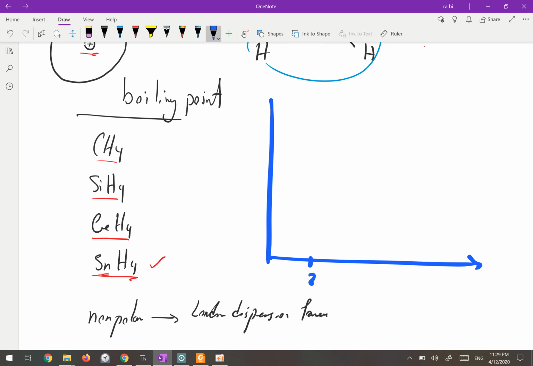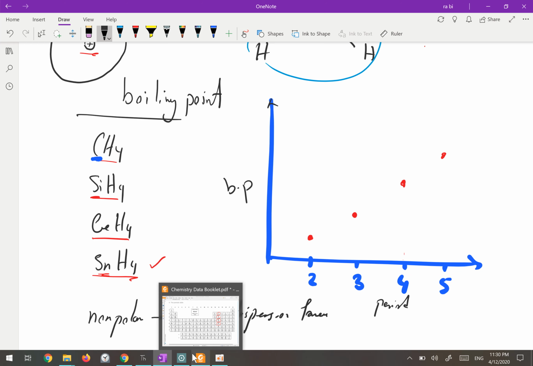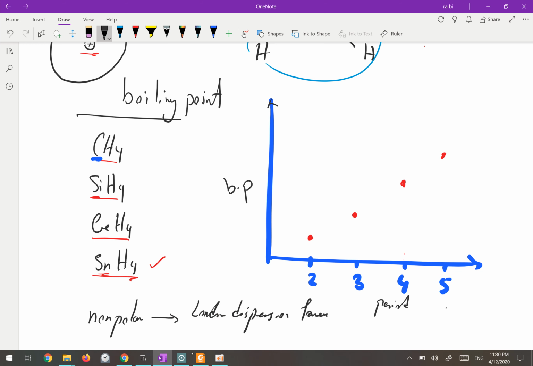Okay, so we are talking about period 2, period 3, period 4, and period 5. The carbon is in period 2, it has the least boiling point. This one, silicon, is in period 3, its boiling point is a little bit more, then germanium a little bit more, and Sn a little bit more. So what we have here is the period, and what we have here is boiling points. And this is reasonable because the element in period 5 is more massive than period 4, which is more massive than period 3, and period 3 is more massive than period 2.